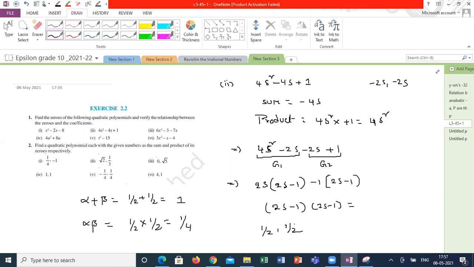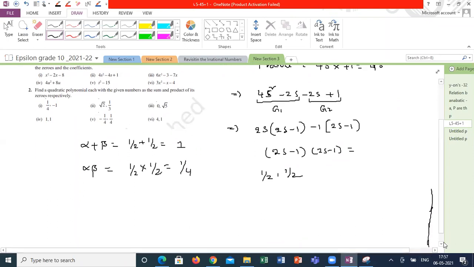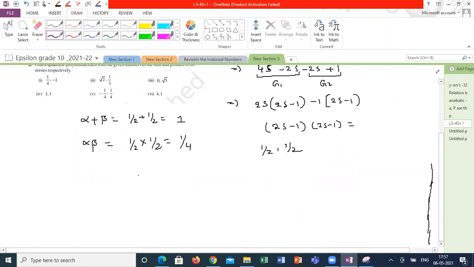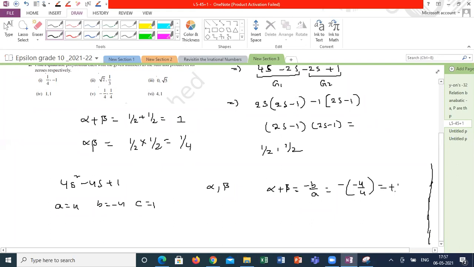Now the relation between the zeros and the coefficients. We already gave the relation between the zeros. 4s square minus 4s plus 1, where a is equal to 4, b is equal to minus 4, c is equal to 1. If alpha beta are the zeros of the polynomial, alpha plus beta is equal to minus b by a, that is minus of minus 4 by 4, so plus 1. Alpha into beta is equal to c by a, where c is 1, a is 4, the answer is 1 by 4.